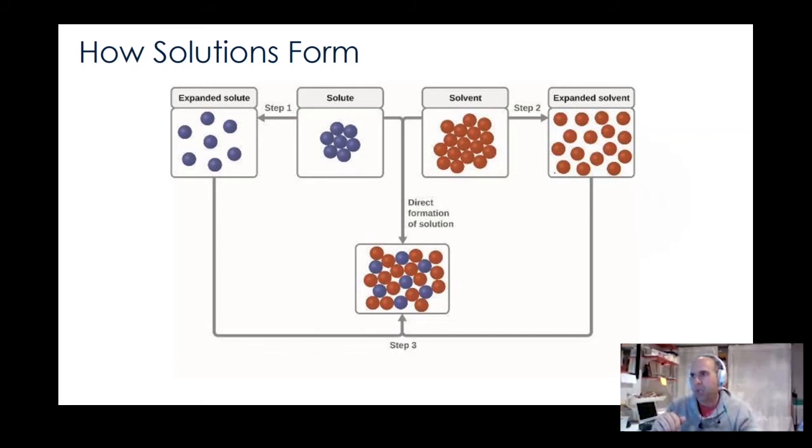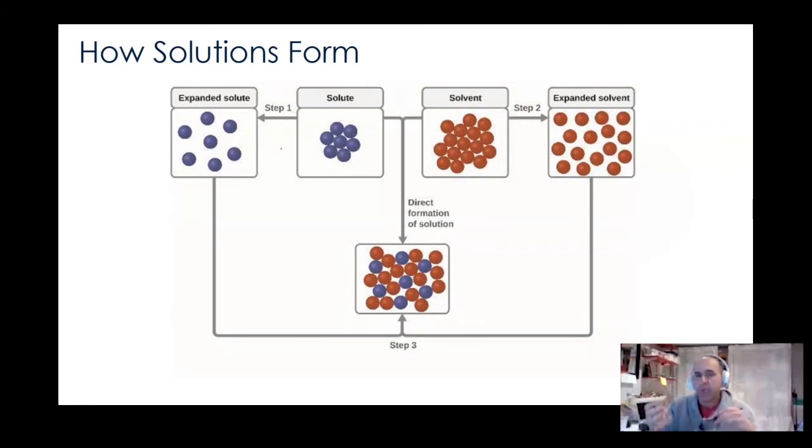So if we want to make a solution, we have a solute and a solvent, and they have to combine with each other. Now, we have a solute, and something is holding the solute particles together. It could be ionic bonding, it could be intermolecular forces. And then we have a solvent that is also being held together, most likely by intermolecular forces.